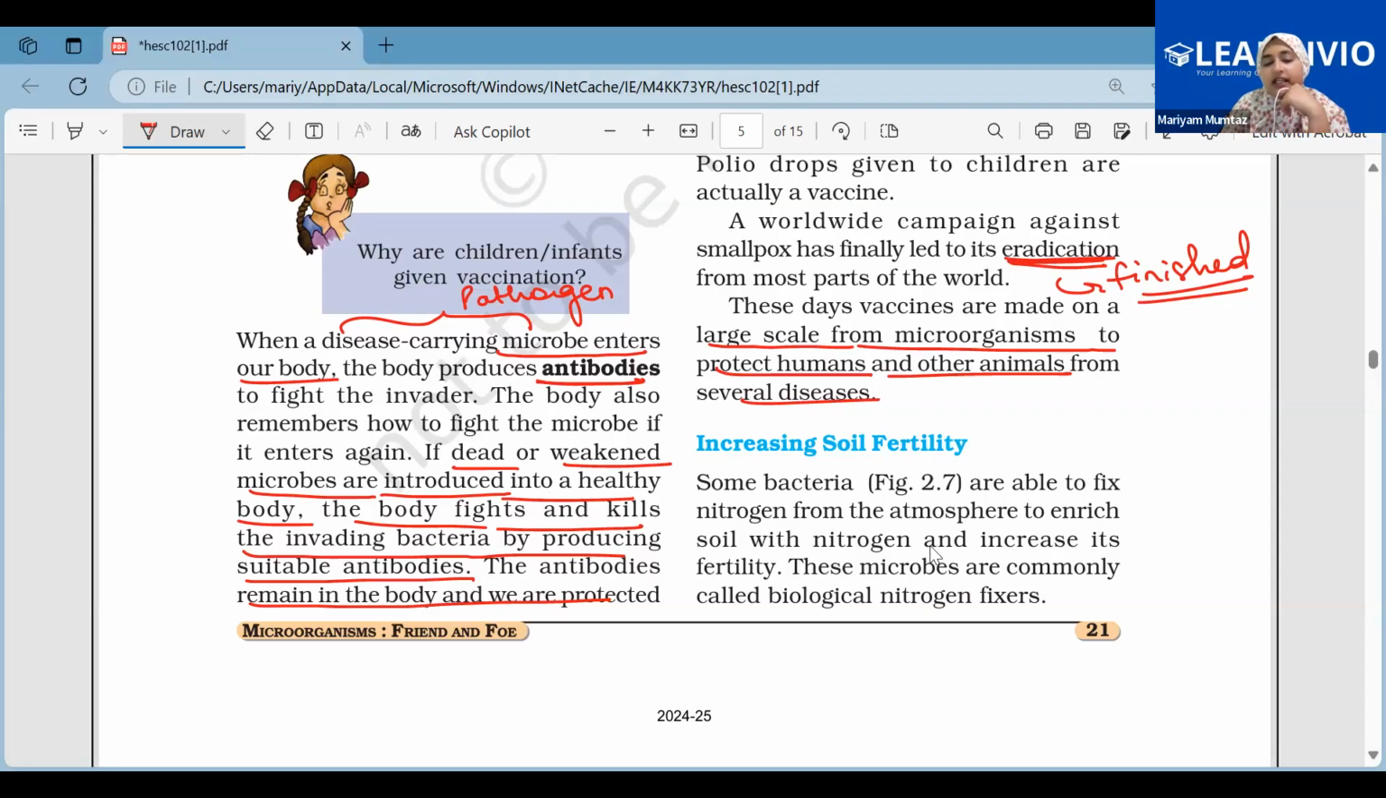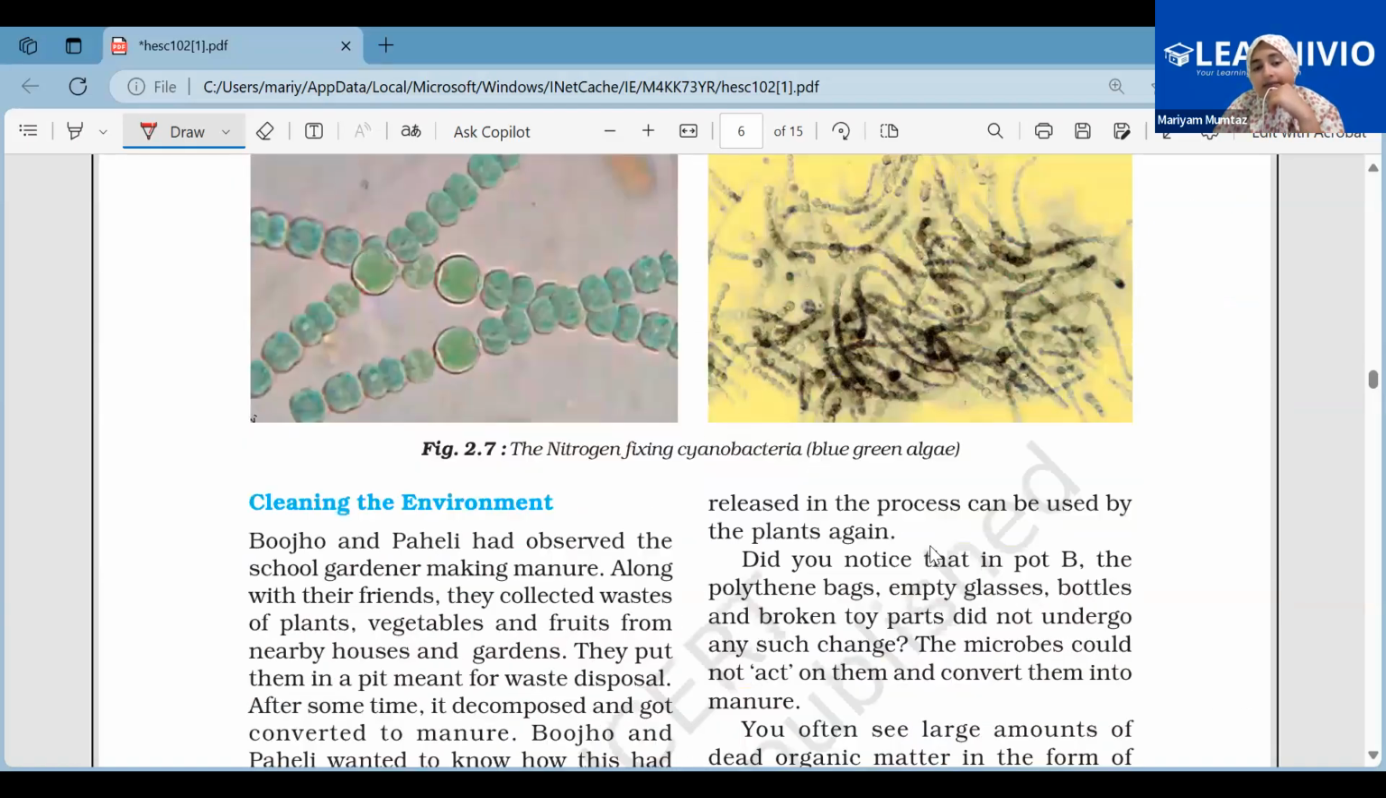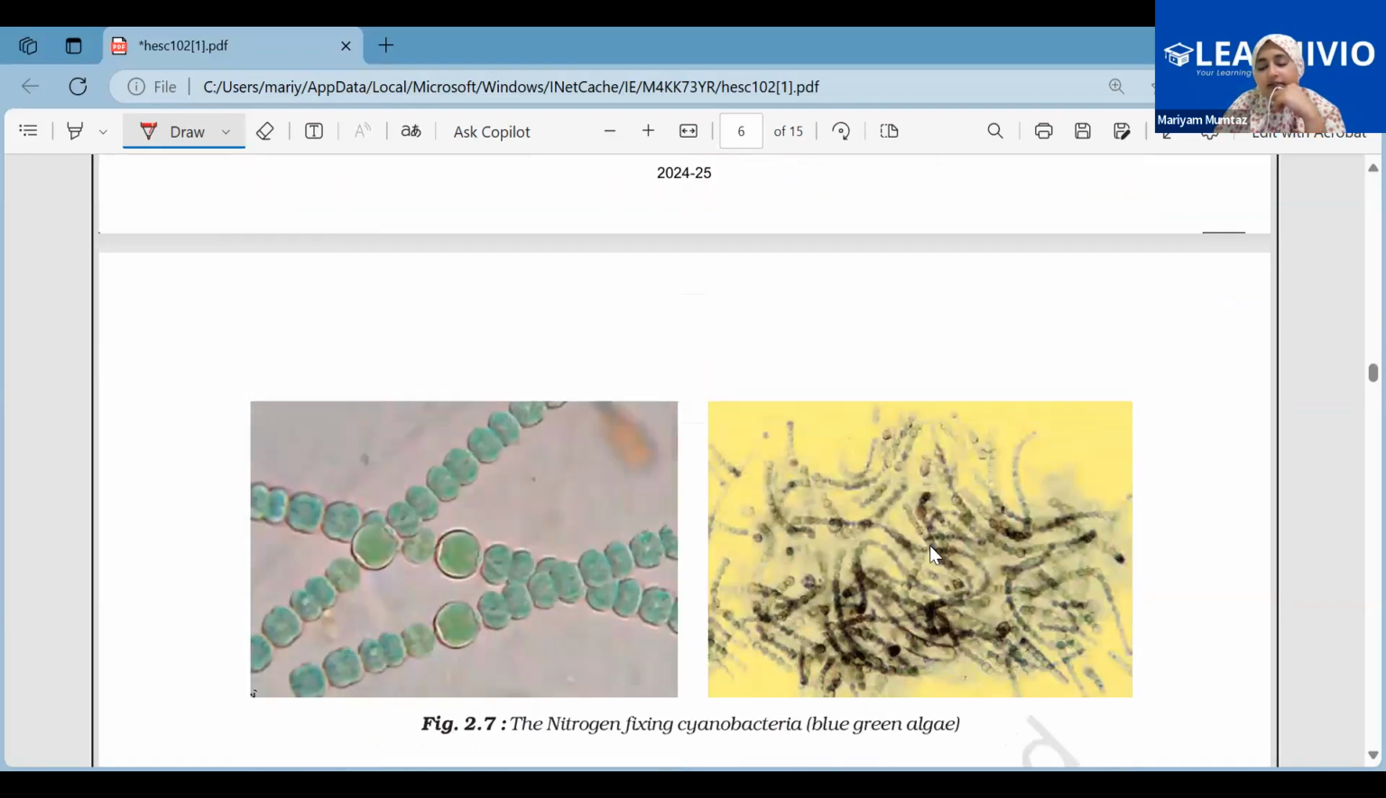Now, these microbes are commonly called biological nitrogen fixers. See, there are some bacteria that make nitrogen from the atmosphere available in the soil, and because of that, the fertility increases. Clear? Any doubts?